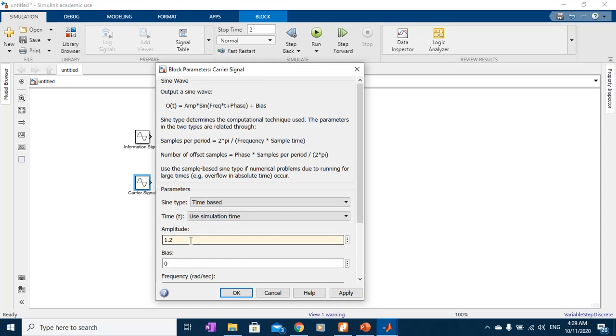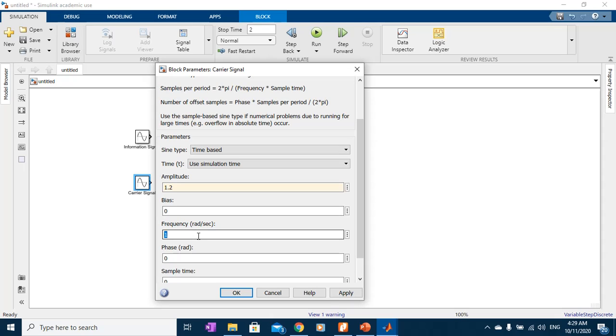For the carrier signal, the amplitude will be 1.2, since a carrier signal amplitude needs to be higher than the information signal, and the frequency will be 1000 Hz.